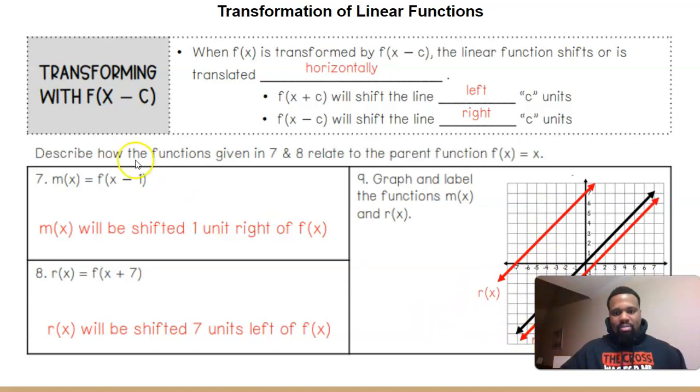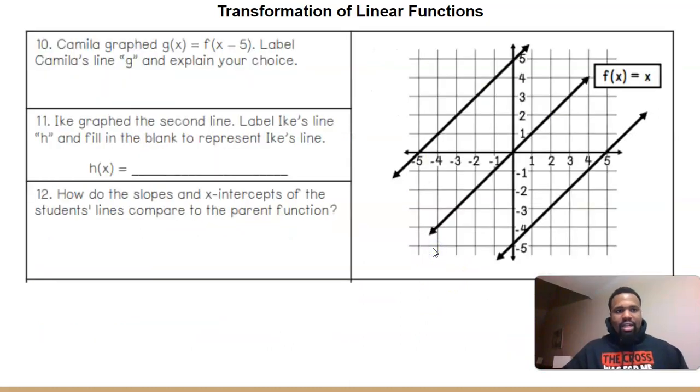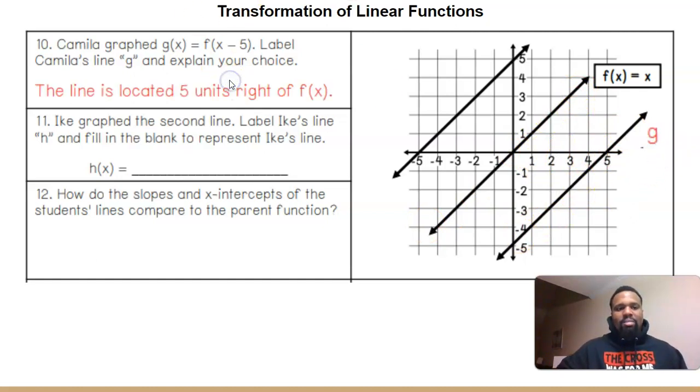So this represents m of x. This represents r of x. All right. If I look at number 10, Camilla graphs f of x minus 5. So the whole expression is in parentheses. This indicates horizontal movement, and this is going to be moved to the right 5 units from your parent function. So since this is my parent function and I move 5 units to the right, this is going to be g of x. And what it means is it's going to be 5 units to the right.